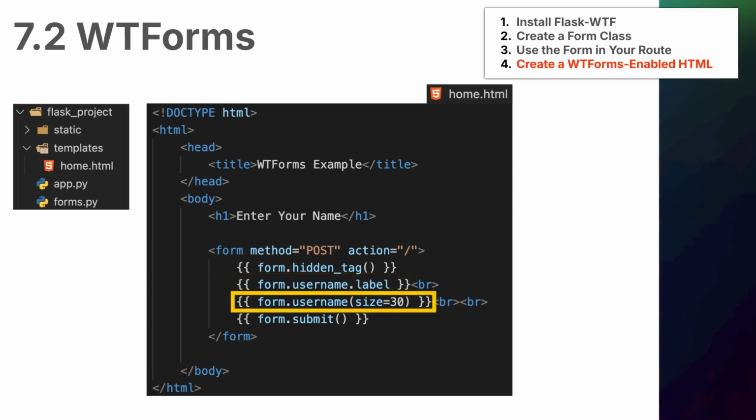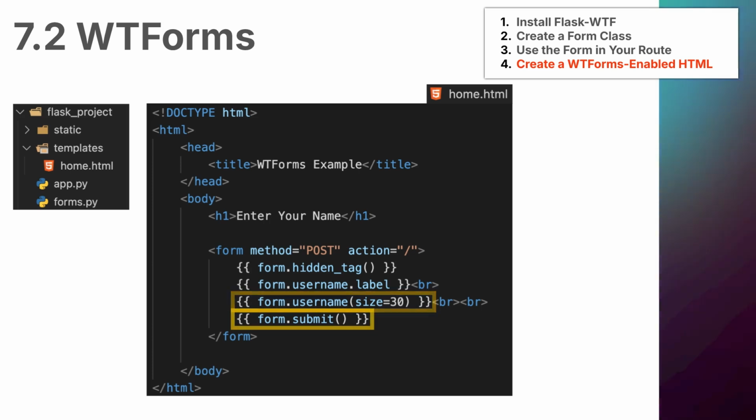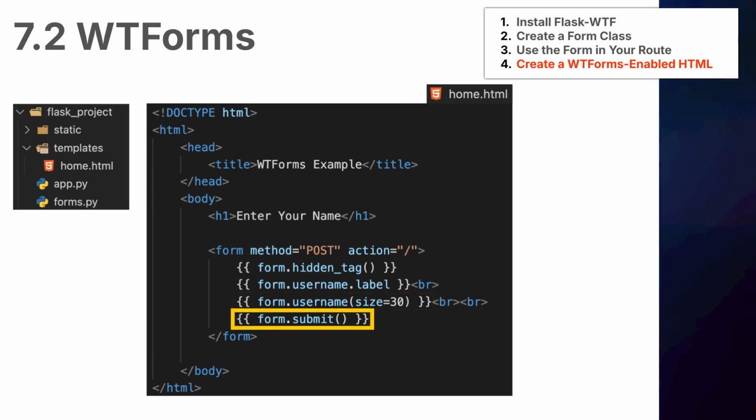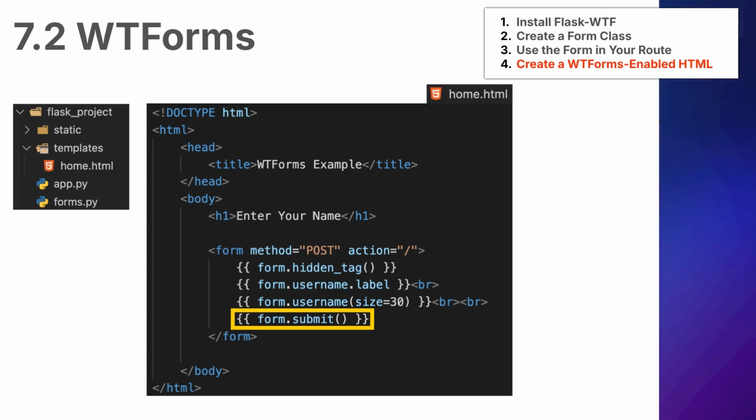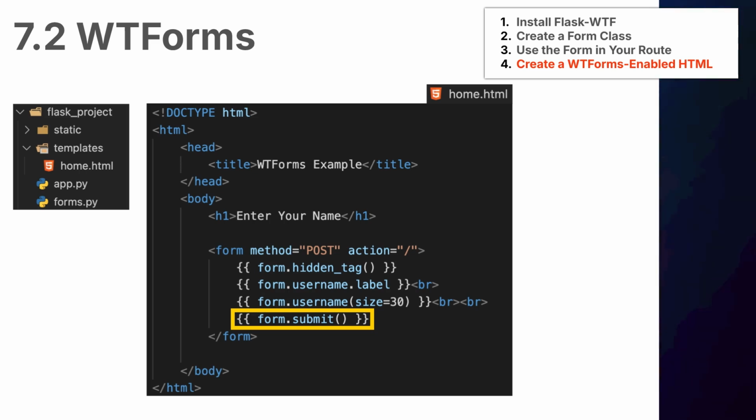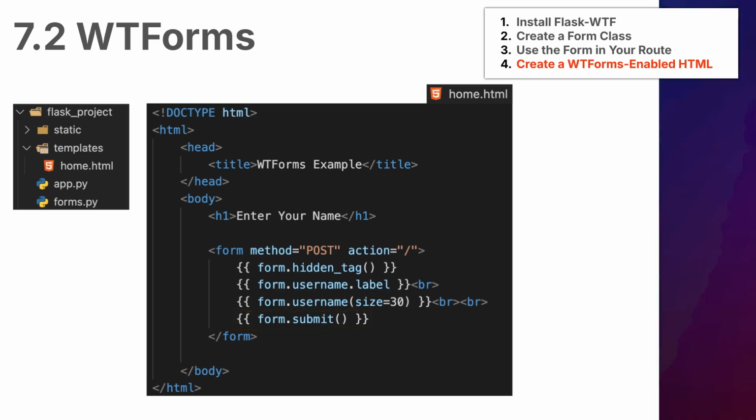form.username displays the actual input field for the username. size=30 means the input box will be 30 characters wide. form.submit displays the submit button. Now you have the HTML file with WTForms, the forms model, and the main Python file that handles form requests. Let's run the main Python file and see how it works.